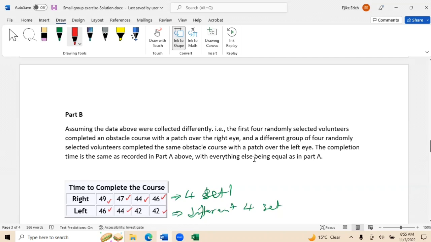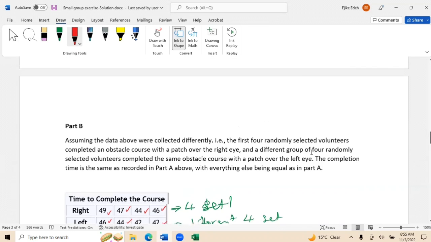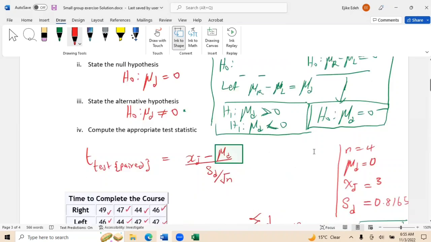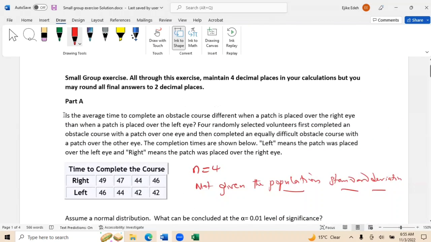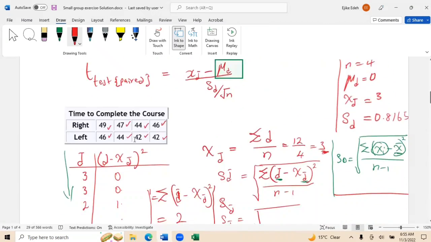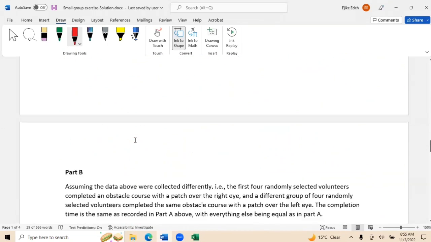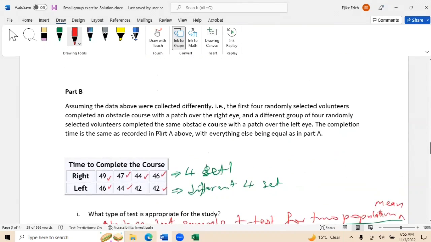What's with everything else being equal as in part A? So I'm saying everything in part A should be taken the same way. When it says this is the question you're investigating, the difference between the two, that's what we're doing, right? But maybe I could make that clearer by copying this question and putting it here, just to be explicit, okay?